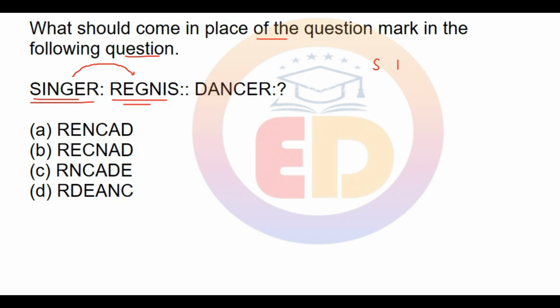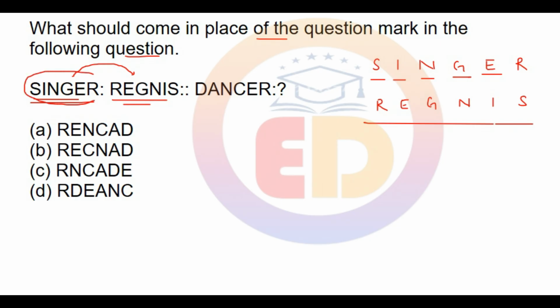So the word singer, if written in reverse order, will become R, then E, then G, then N, then I, then S. So basically the relationship here is to write the letters of the first word in reverse order to get the second word.